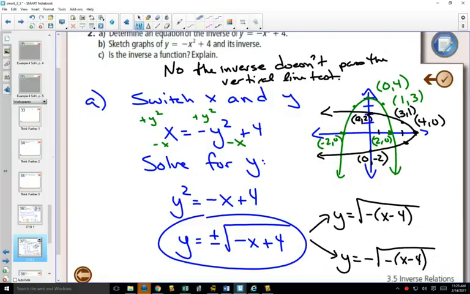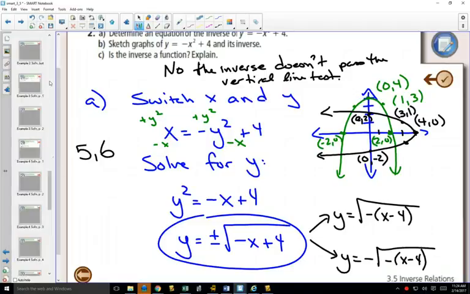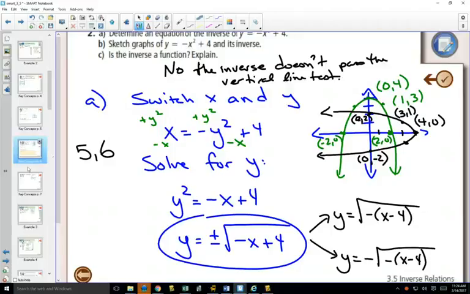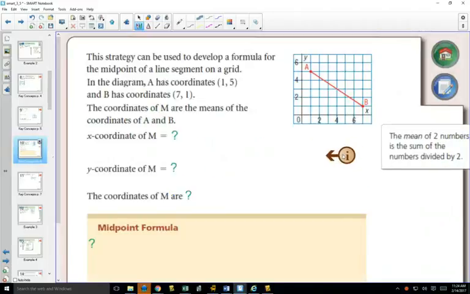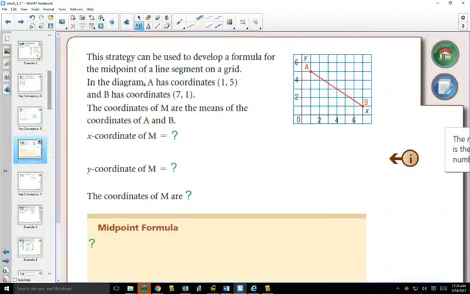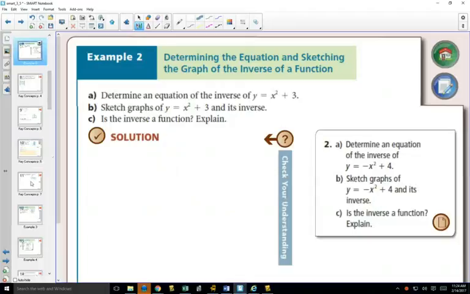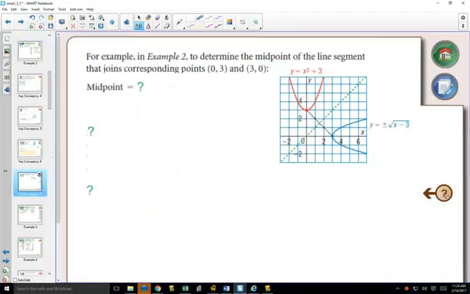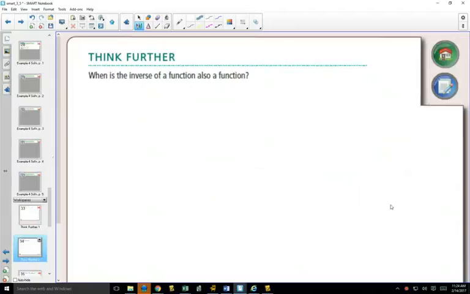Okay, questions for this one are 5 and 6. And then I want you just to turn to the bottom of page 239. On the bottom of 239, it says, think further.